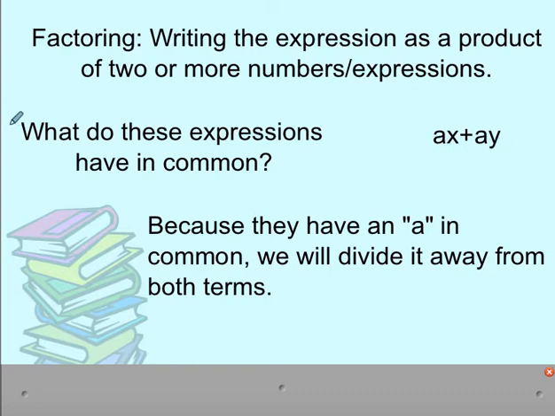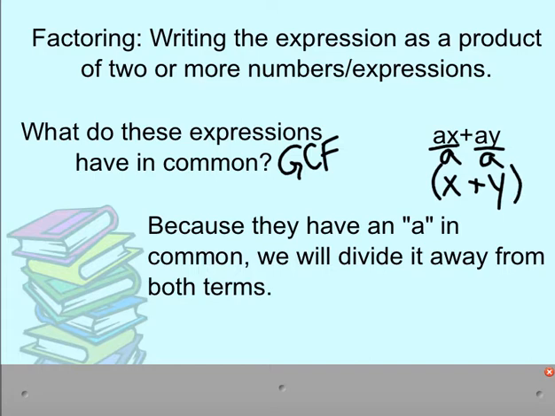And the first thing we have to ask ourselves is, what do they have in common? And we can see they have an a as a factor in common. So our first method is to divide it away. Don't worry, we'll multiply it back in a second. But we find what the greatest common factor is, and we divide it away so that we have an x plus y left over. Now, since our original expression and our new expression are not the same, we need to fix what we did. We divided by a, so I want to multiply all of this by an a.